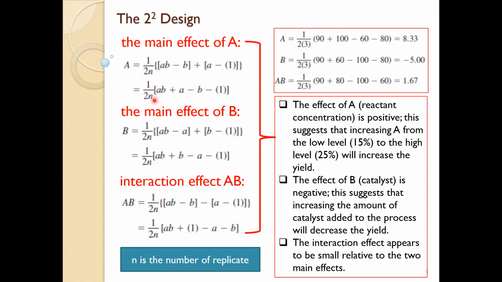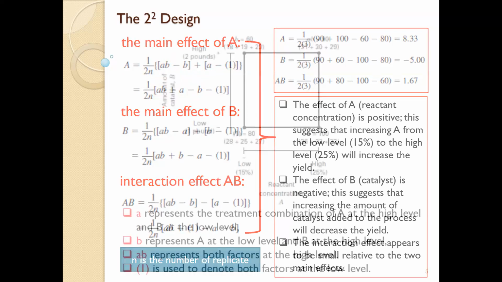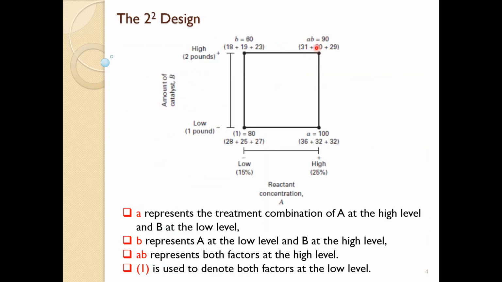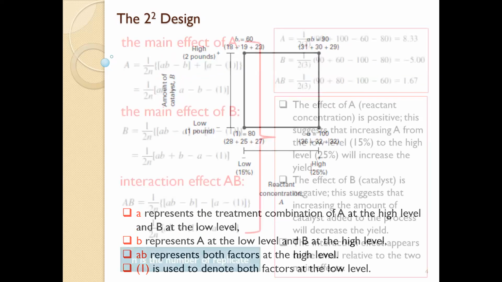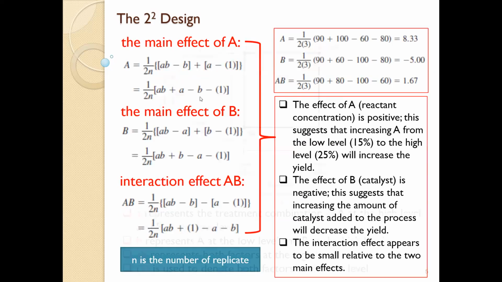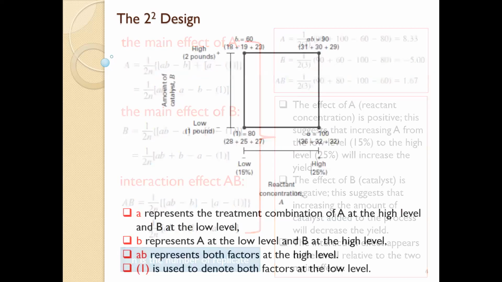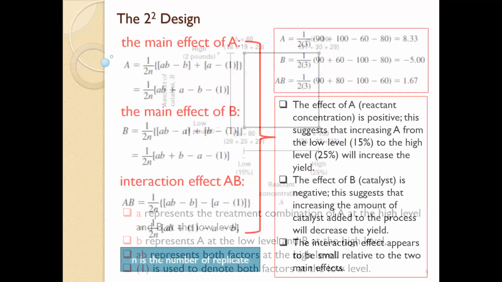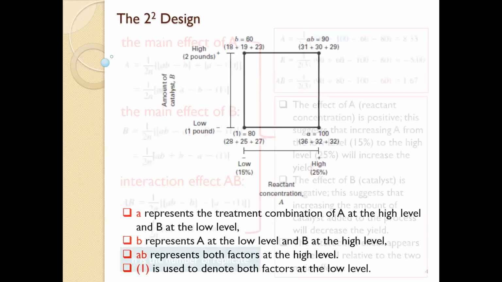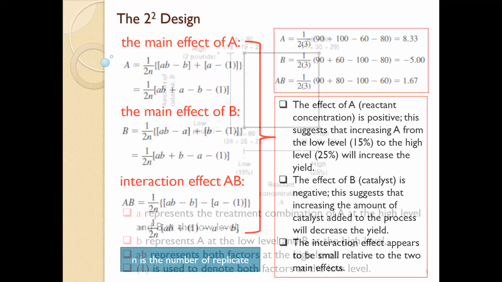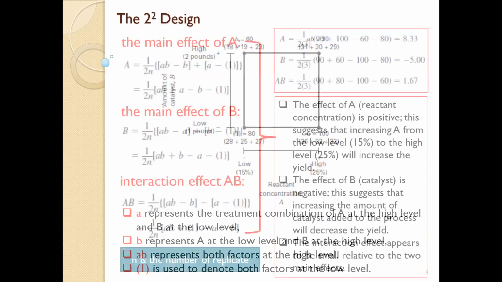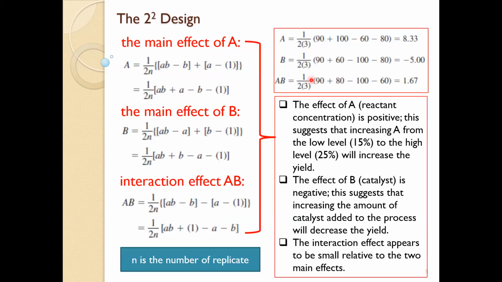The total of ab is 90. We have 3 replicates and the total is 90. This is ab. For a, A is high, the total is 100. Minus b, B is high, the total is 60. And minus 1, low A, low B, is 80. And then you get the effect A. And the same, you get the effect B and effect AB.